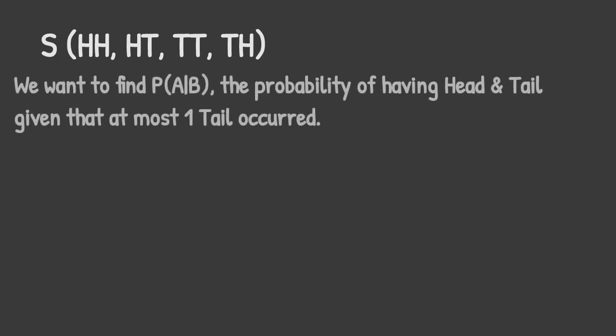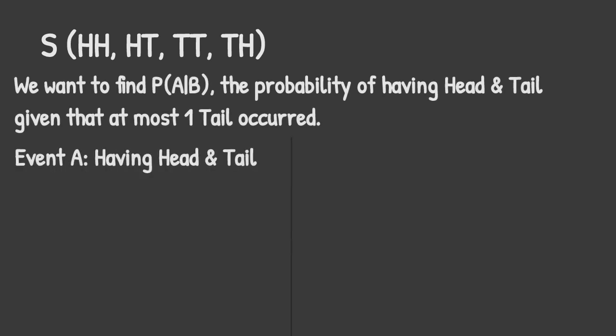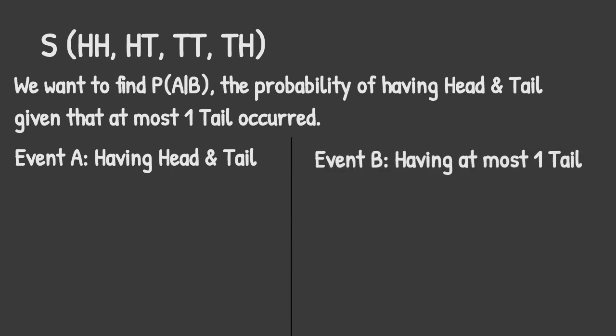First thing you want to do is to bring out your sample space. Since the coin was flipped twice, your sample space will be head head, head tail, tail tail, and tail head. What the question is asking us to find is the probability of having head and tail given that at most one tail occurred. So our first event will be having head and tail, and then our second event will be having at most one tail.